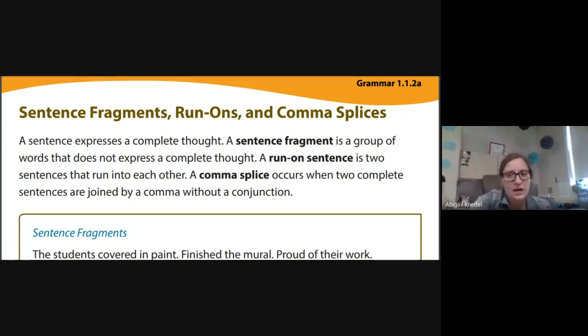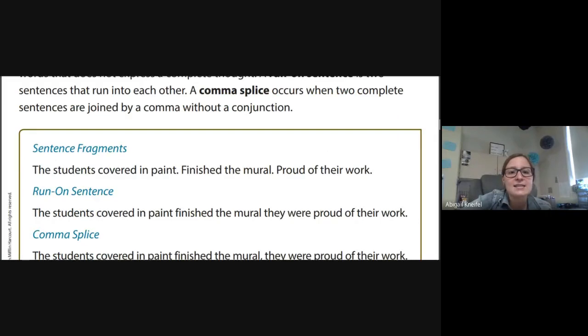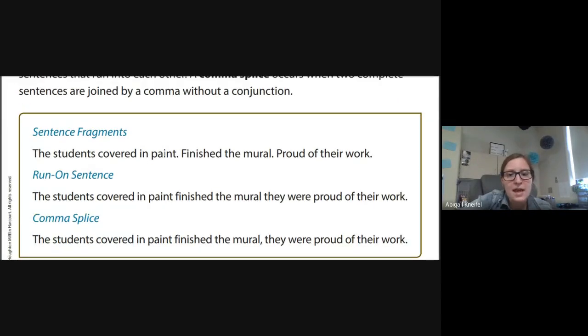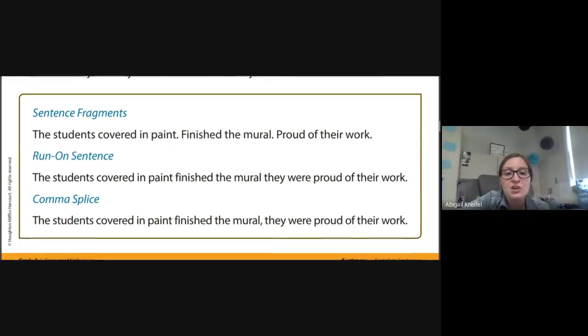So we're going to continue on. Here are some examples of the three things I just read about. A sentence fragment: the students covered in paint, finished the mural, proud of their work. All of those are sentence fragments. The middle one, finished the mural, is the predicate, but there's no subject. Proud of their work has a predicate, but no subject. So those are just not that fabulous. Those are fragments.